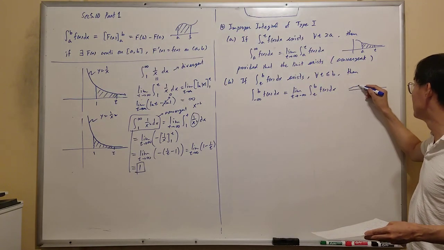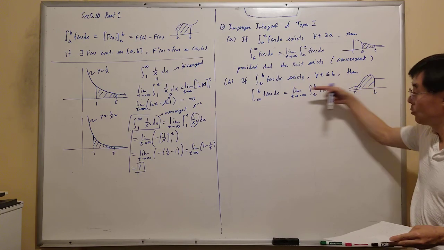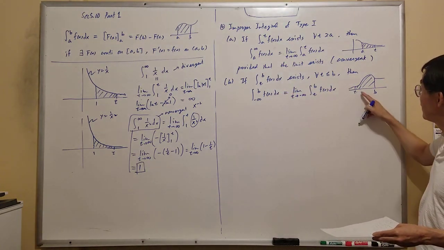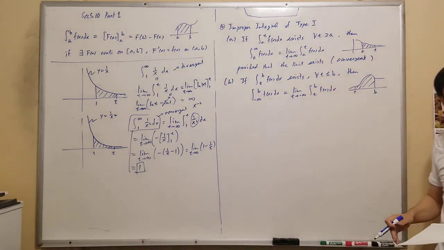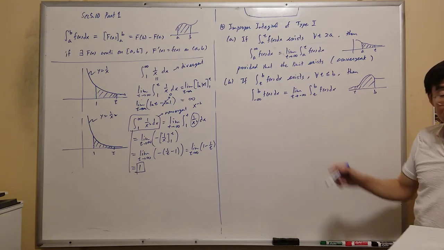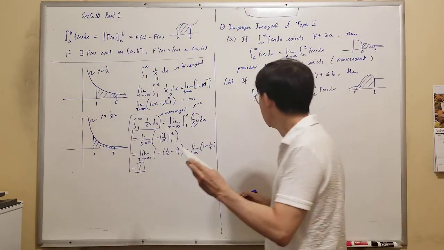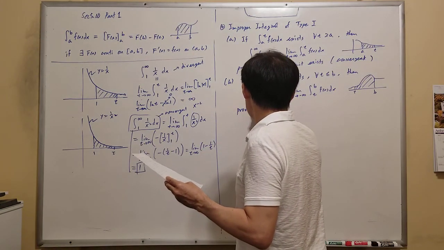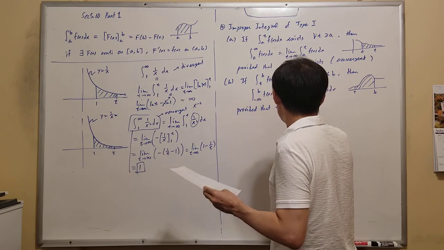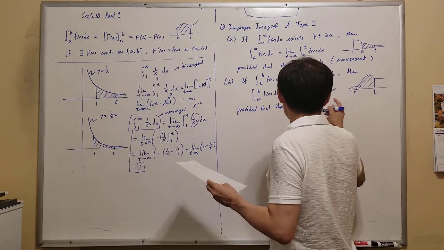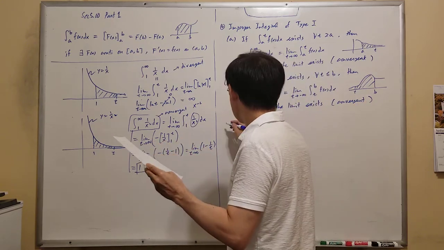In this case, it's going to the left forever, right? The integral from t to b has to exist for all t less than b. And as t goes to negative infinity, if that limit exists, that limit value will be our improper integral value, provided that the limit exists, or the convergent case.